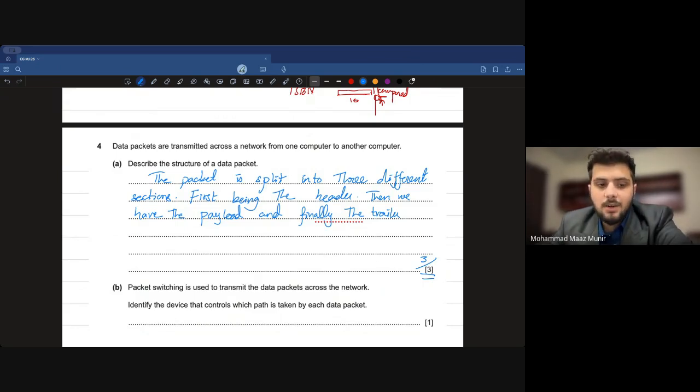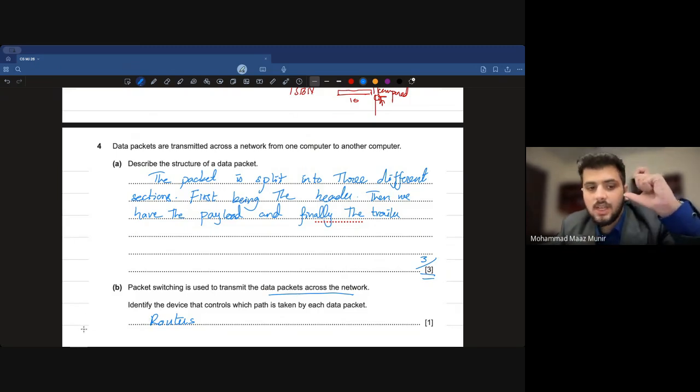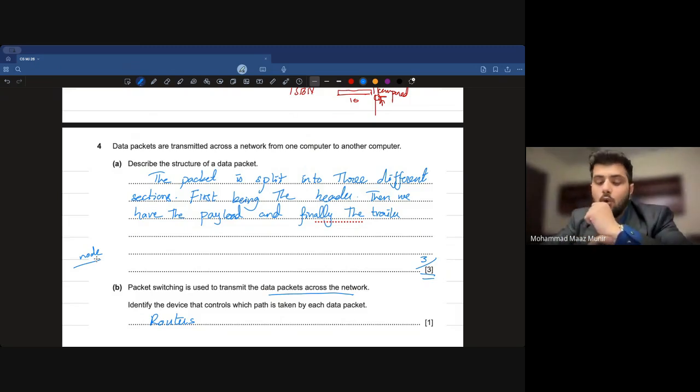Now the second part of the same question says that packet switching is used to transmit the data packets across the network. Identify the device that controls which path is taken by each data packet. We just had a discussion on this. It's routers. Perfect. You're going to be talking about the router. And now in the exam, don't mention nodes. Node can be counted correctly, but router is the formal keyword. If there is a discussion on node, just be aware that node basically refers to routers. But apart from that, it's recommended that you just write the keyword router. Otherwise, node and router are sort of the same thing.